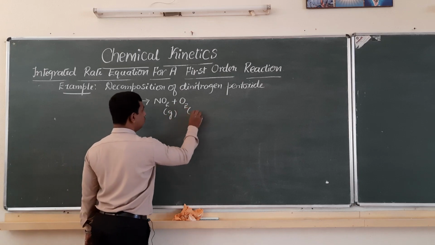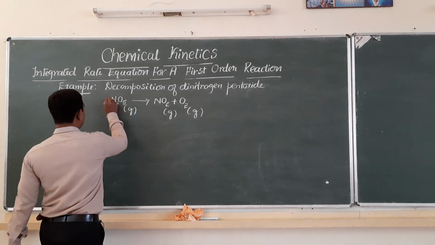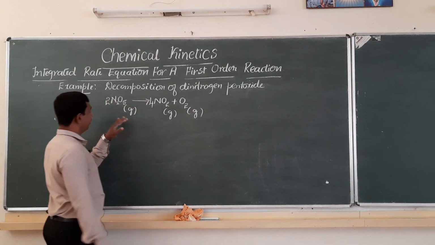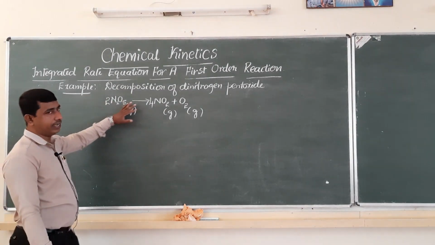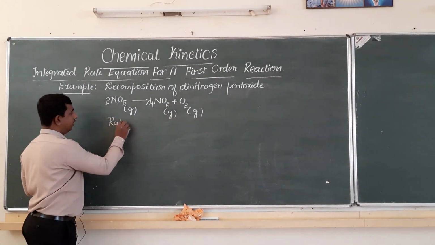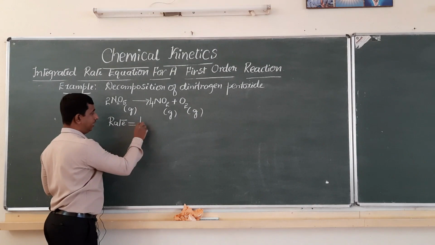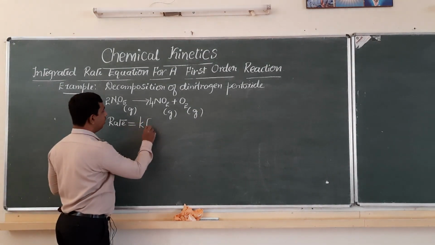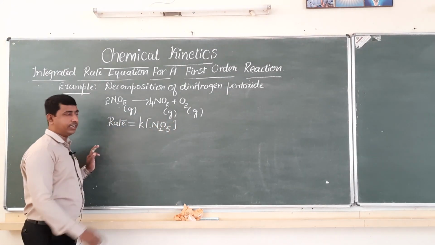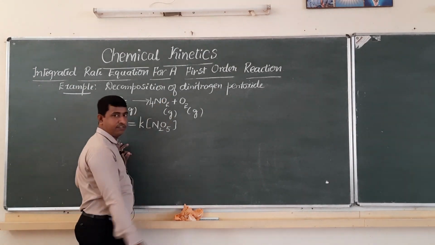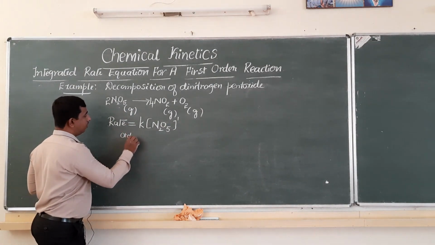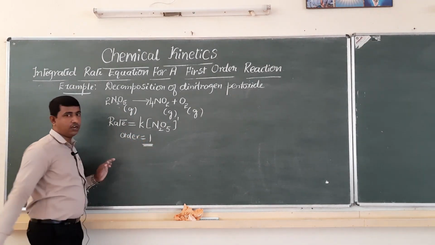NO2 is a gas. O2 again is a gas. So it is 2N2O5 giving 4NO2 plus O2. Now this reaction is an example for a first order reaction. Rate law for this reaction, that is rate, is equal to K into concentration of the reactant, that is N2O5. Since it is a first order reaction, power is 1. So order is equal to 1. It is a first order reaction.